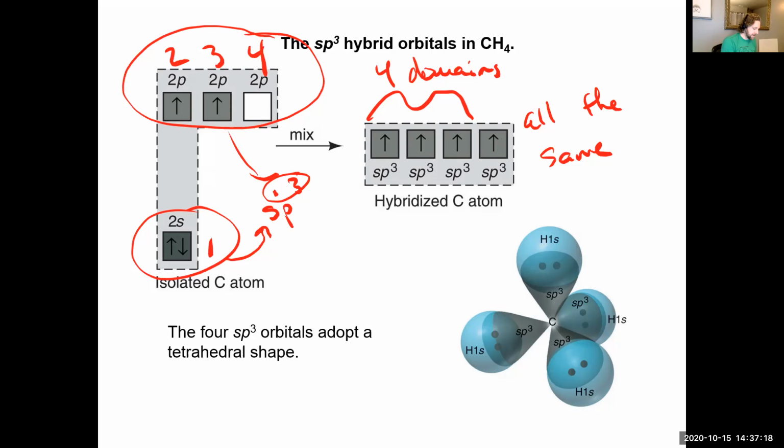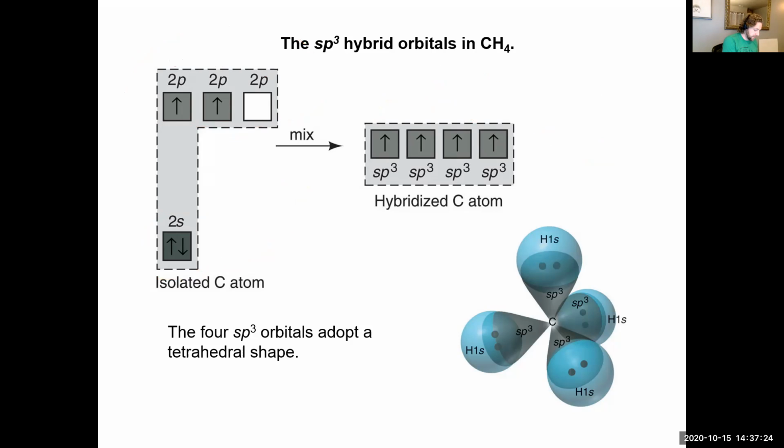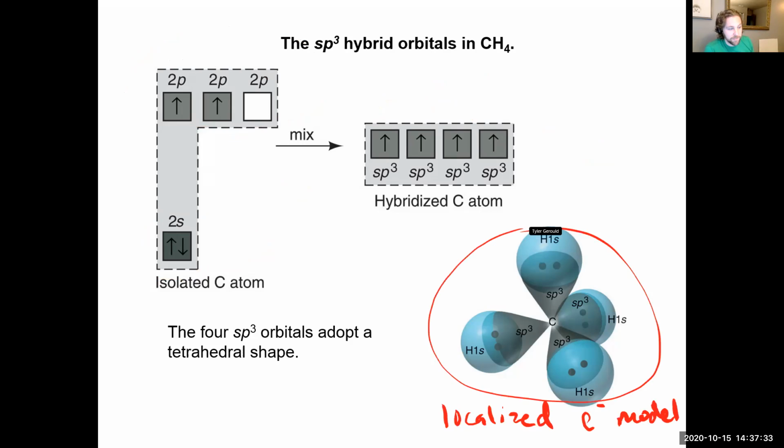But you can see the localized electron model. This is a localized electron model. This bubble model shows the overlapping space. The hydrogens are still 1s orbitals, but the carbon orbitals hybridize to support 4 equal bonding directions.